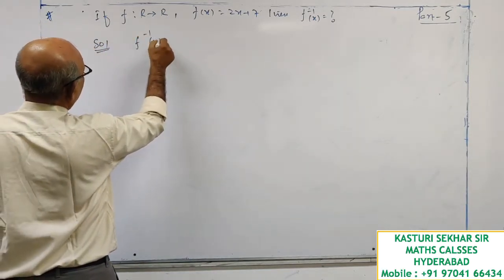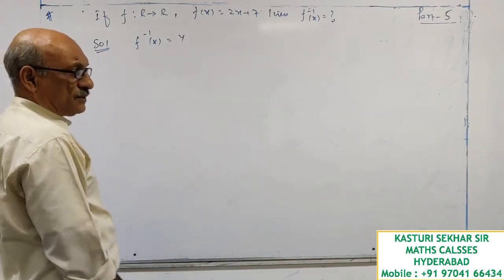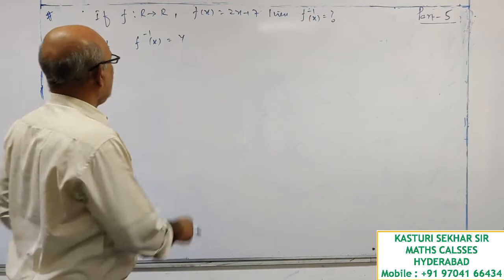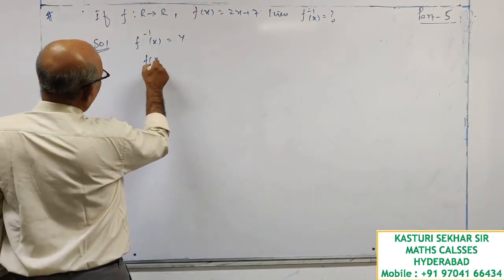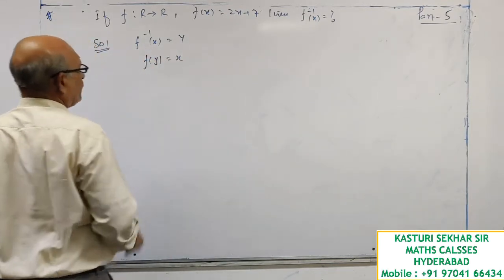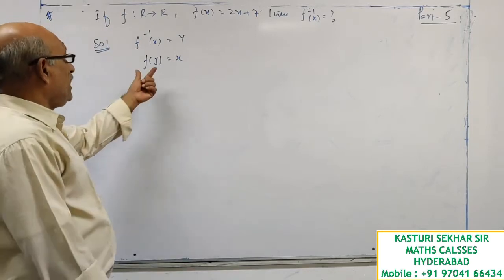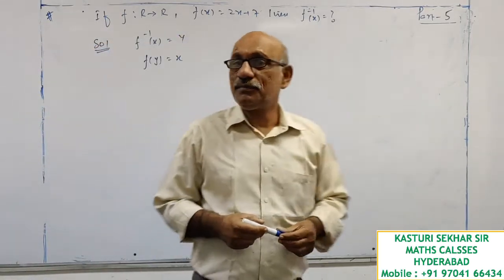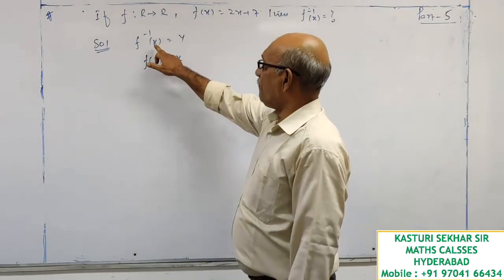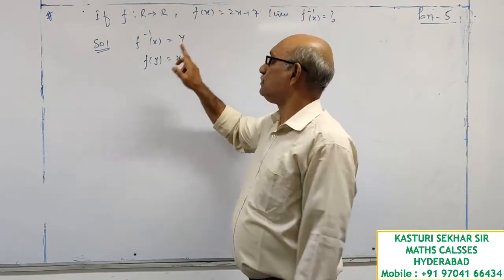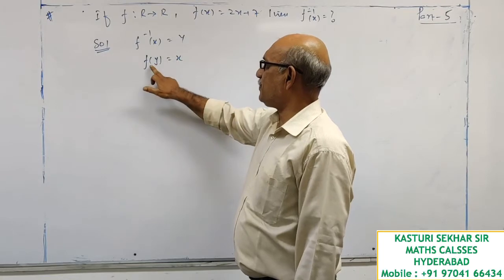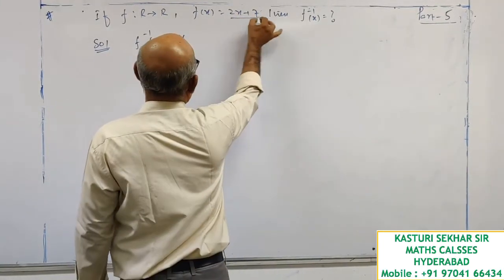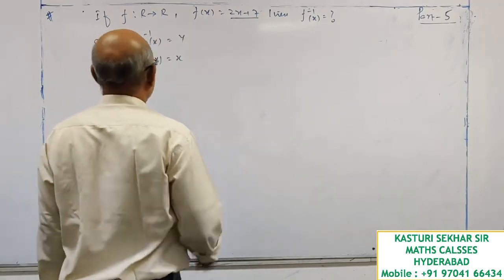Take f inverse x is equal to y. Interchange the variables. Then it will become f of y is equal to x. Again I am repeating this point: f inverse x is equal to y, interchange the variables, f of y is equal to x. Now in the given function, replace x with y.